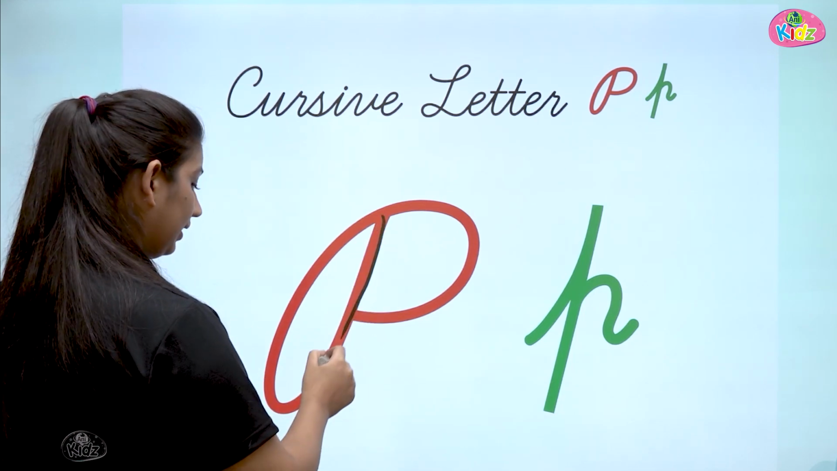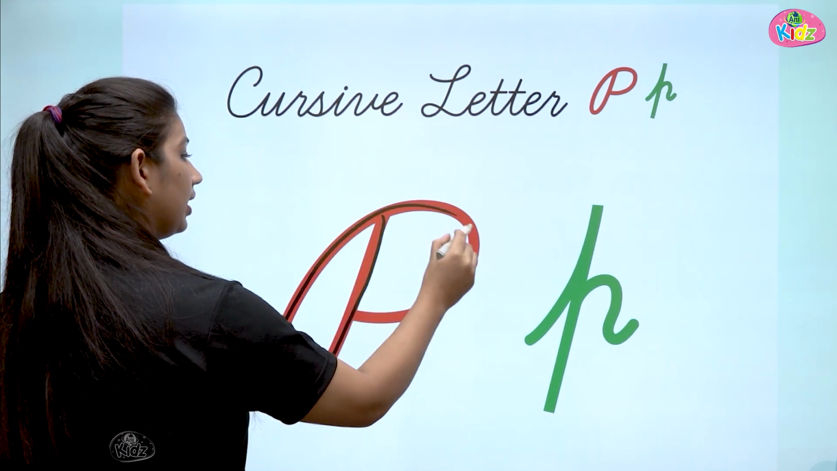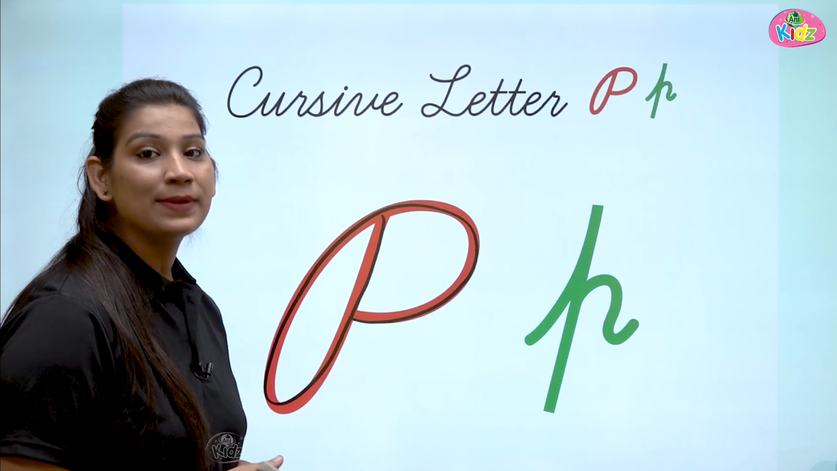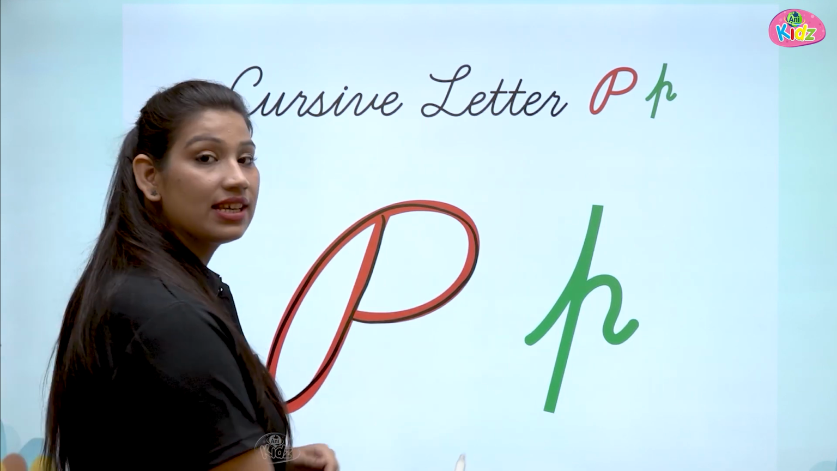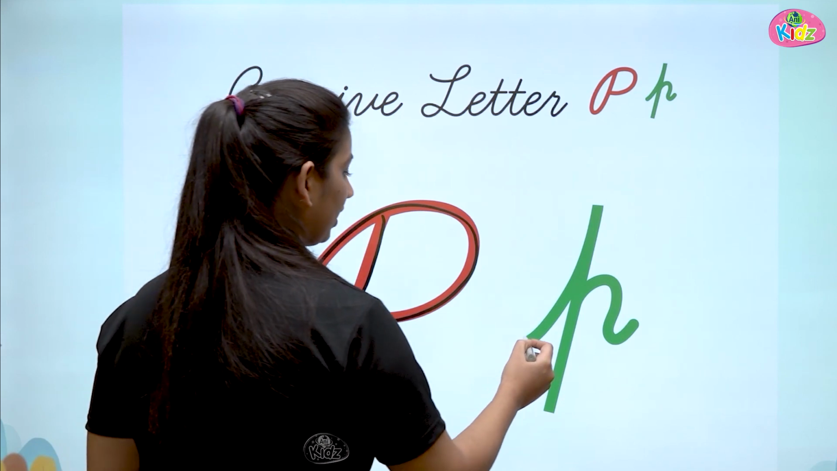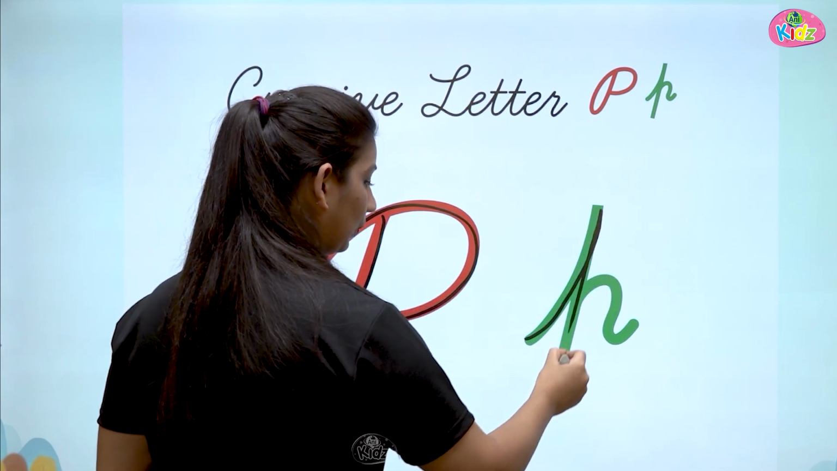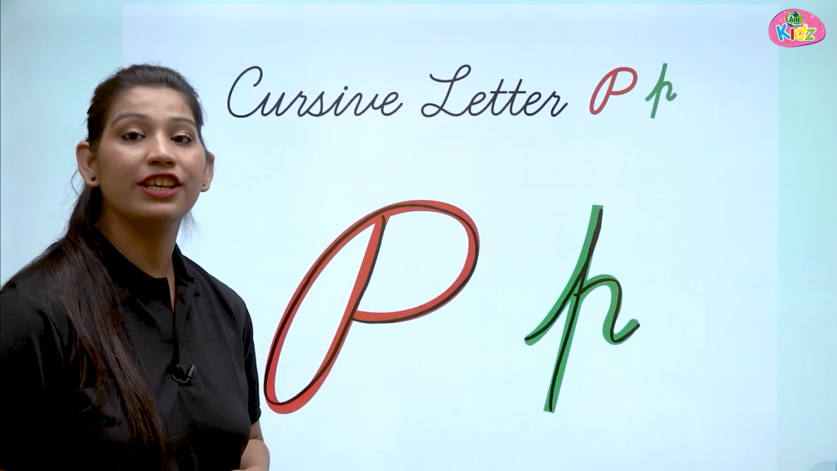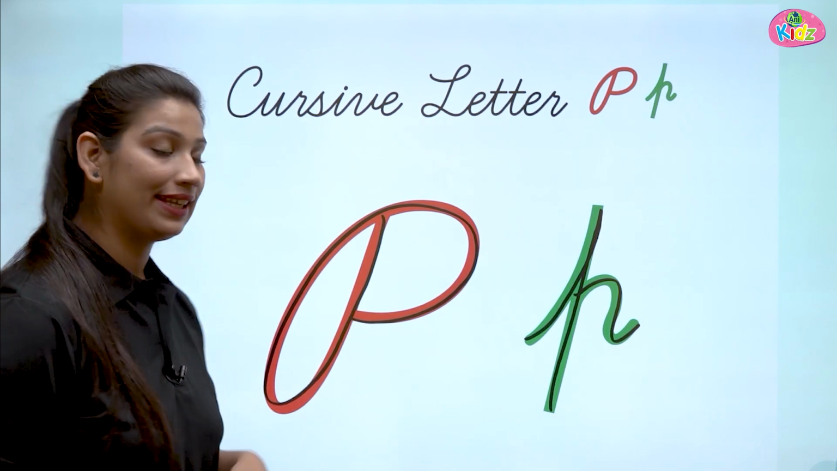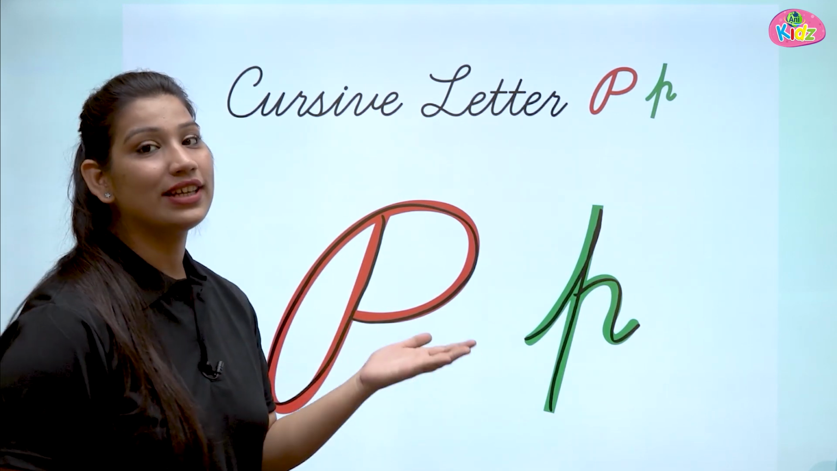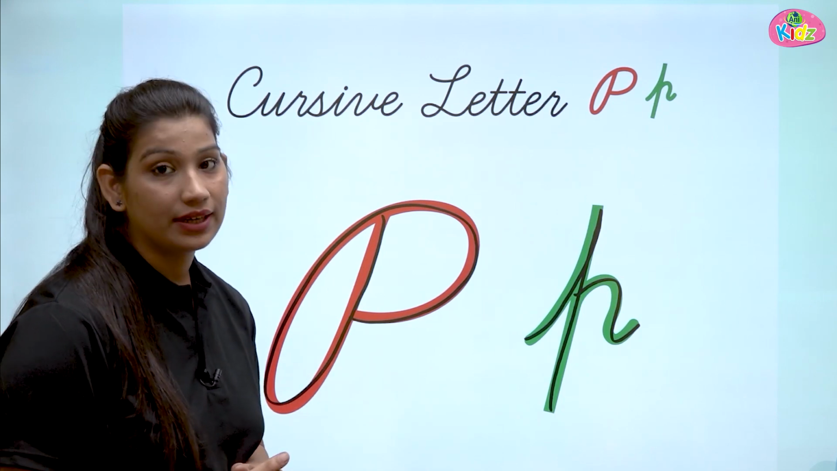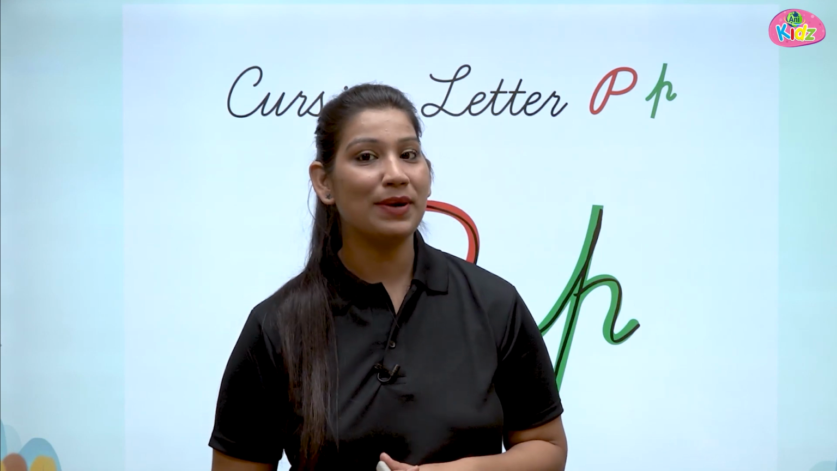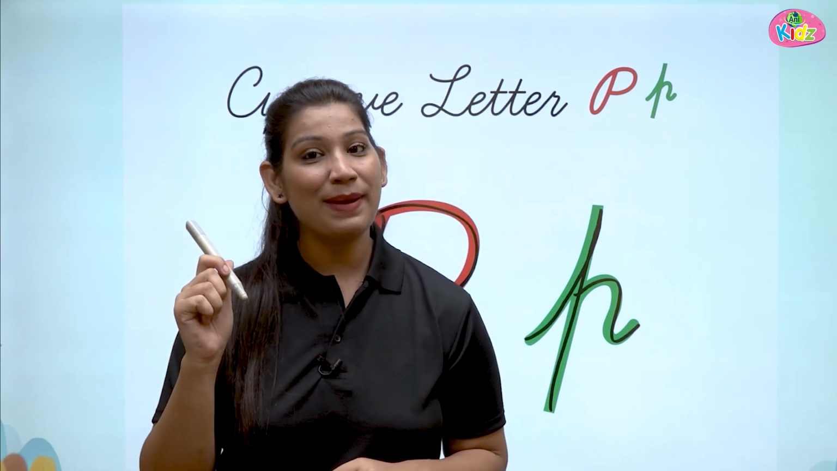Form a slanting line. Go upwards and make a curve. This is capital cursive P. This is small cursive P. Let's make it come down and like this. P sounds per. P per parrot. P per pigeon. P per pen.